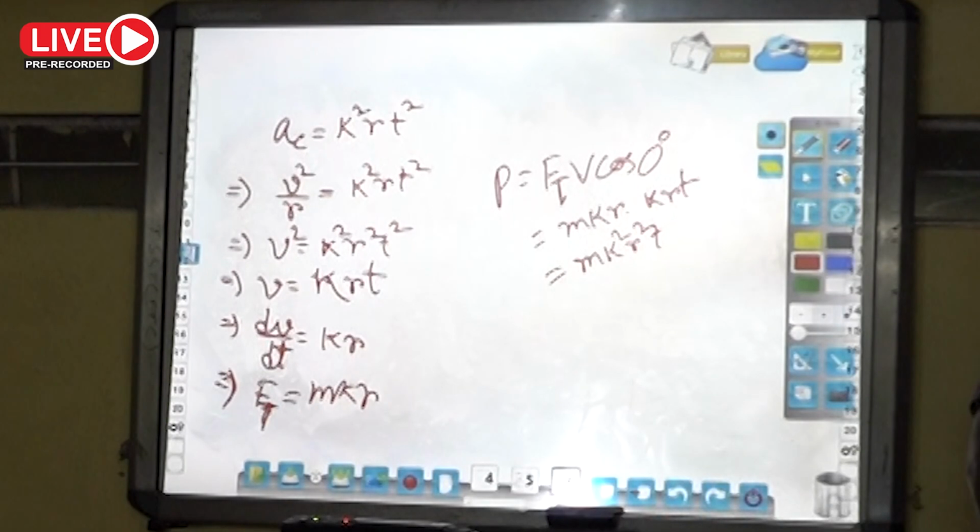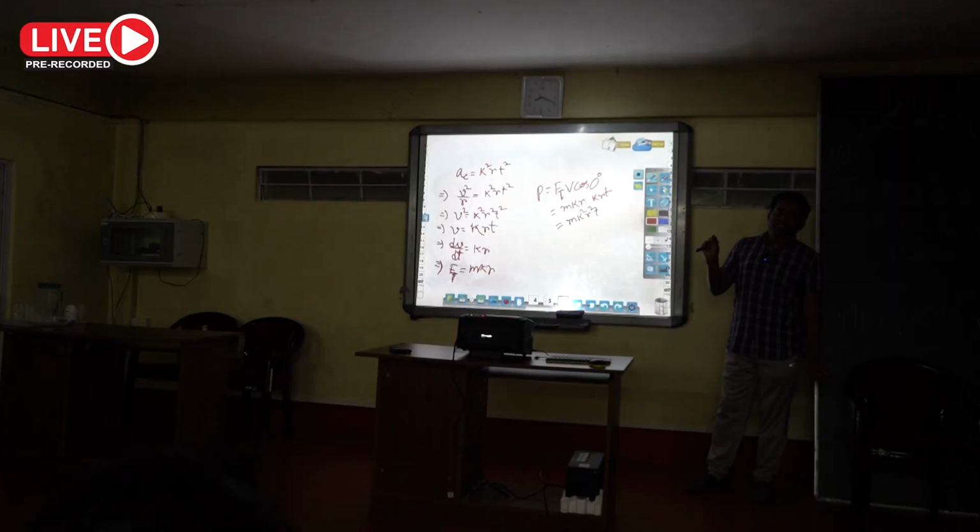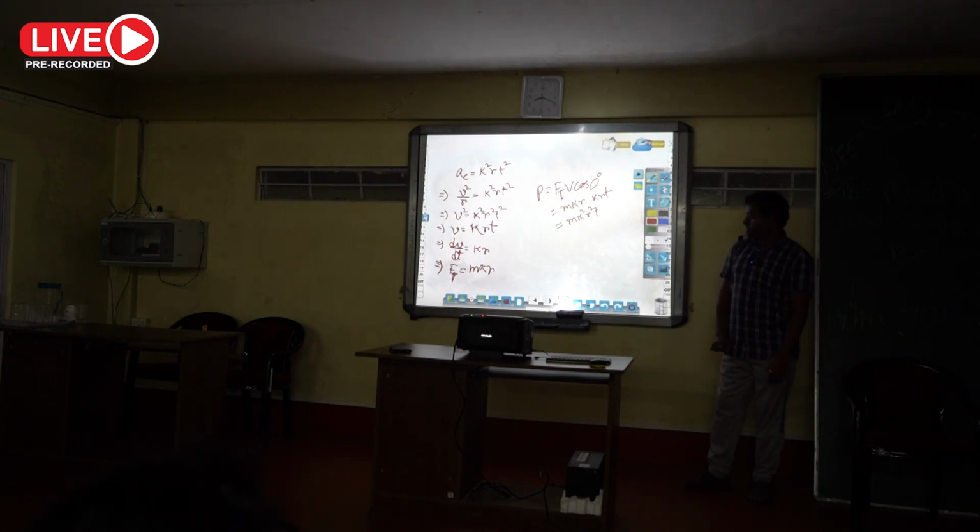So whenever this type of question comes, don't panic, just try to differentiate. Centripetal acceleration is v square by r, we know; if it is a function of time, it means it is non-uniform circular motion.